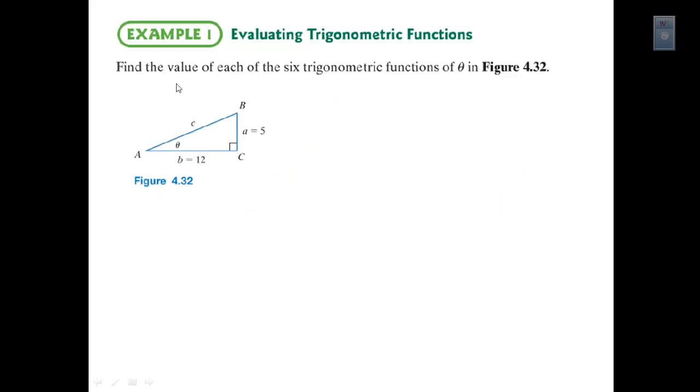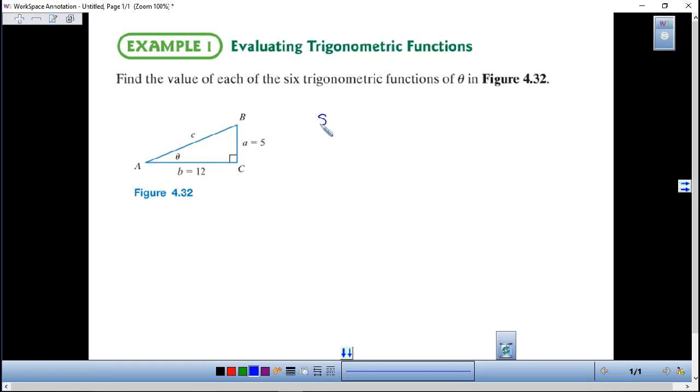Now, let's find the value of each of the 6 trigonometric functions of theta. So we've got sine theta we're going to find. We've got cosine theta we're going to find. Actually, let me make a little more space there. Cosine theta and tangent theta. And then we're going to have cosecant theta, secant theta, and cotangent theta.